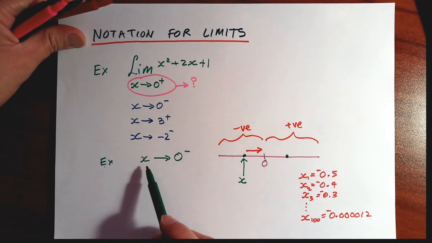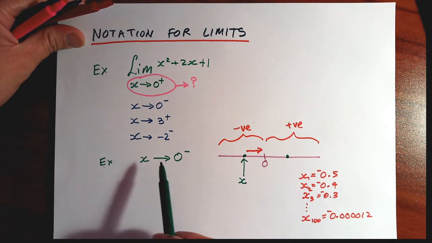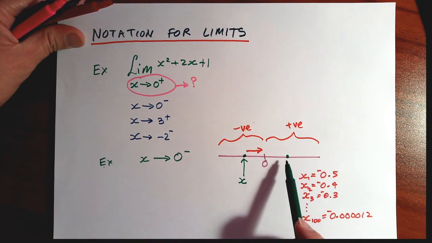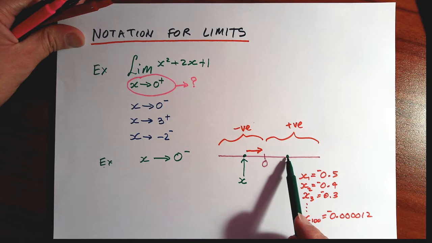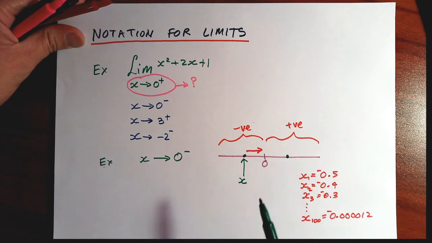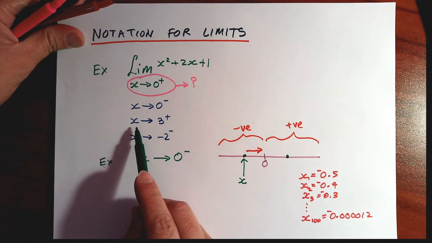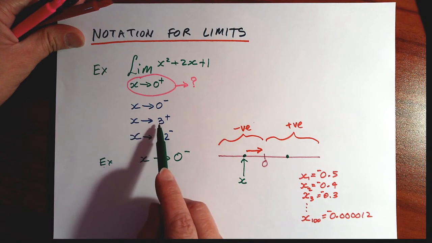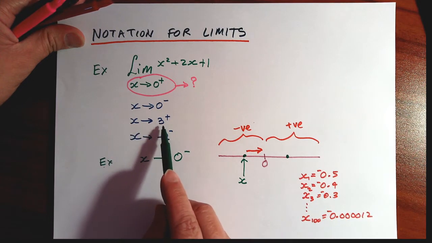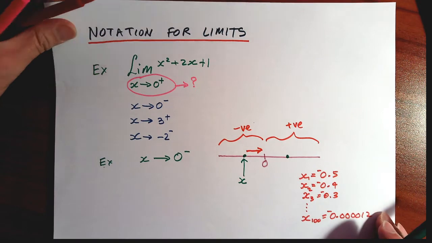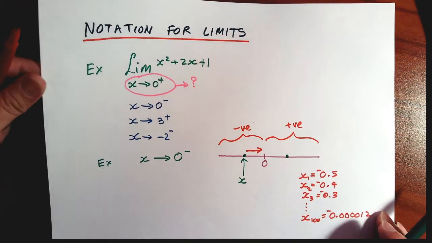If I were to say x approaches 0 from the positive side, I would be picking this point and then moving closer. How about x approaches 3 from the positive side? Let's have a look on the next page.